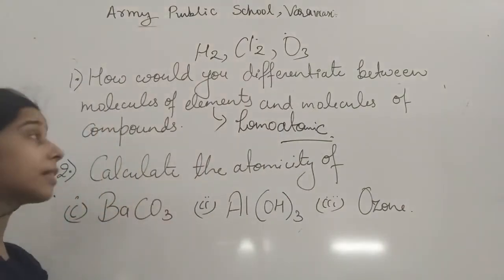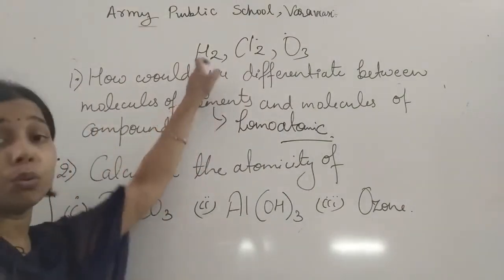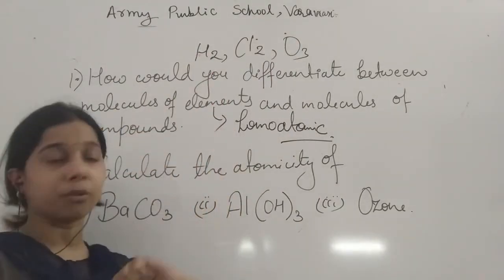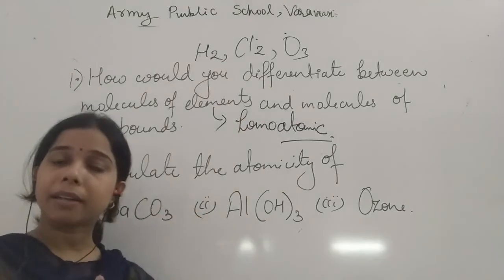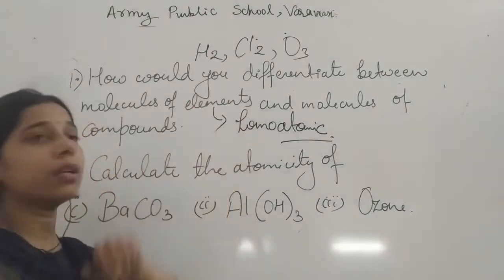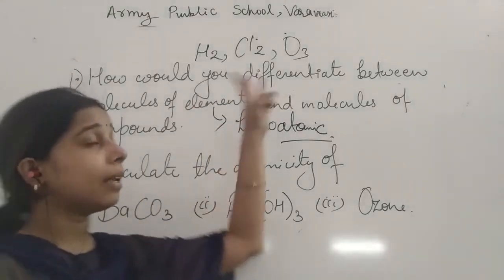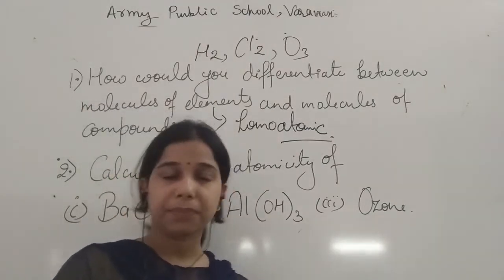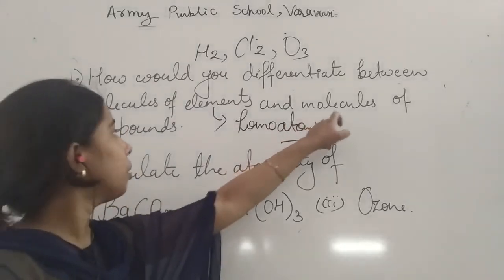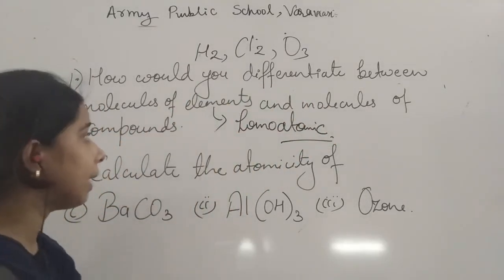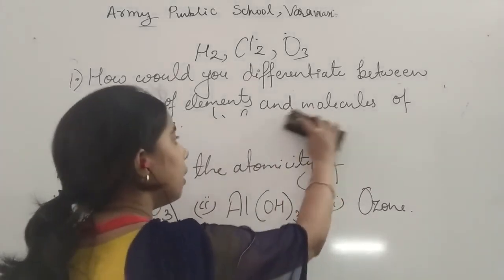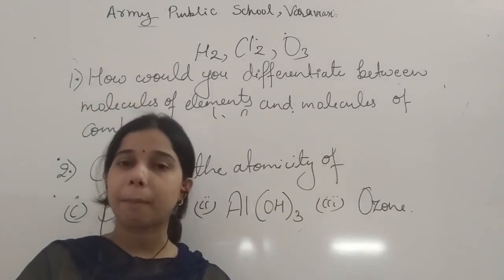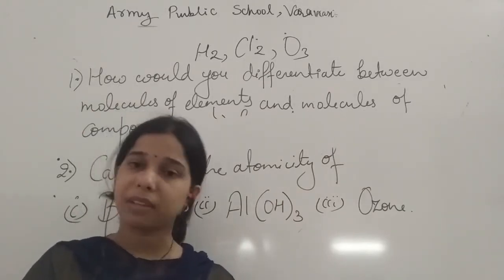So you see here, students, same type of atom, it means that two hydrogen atoms are combined together to form the hydrogen molecule, or two chlorine atoms combine together to form the chlorine molecule, or three atoms of oxygen combine together to form ozone. What about the molecule of a compound, students? In case of a molecule of a compound, two or more different types of atoms combine together to form the molecules of the compound.